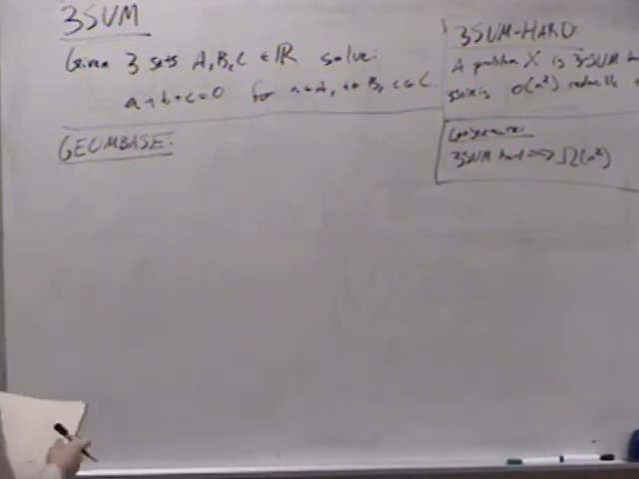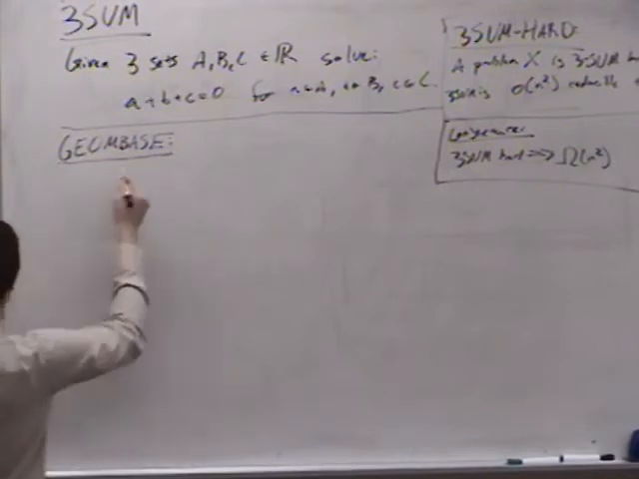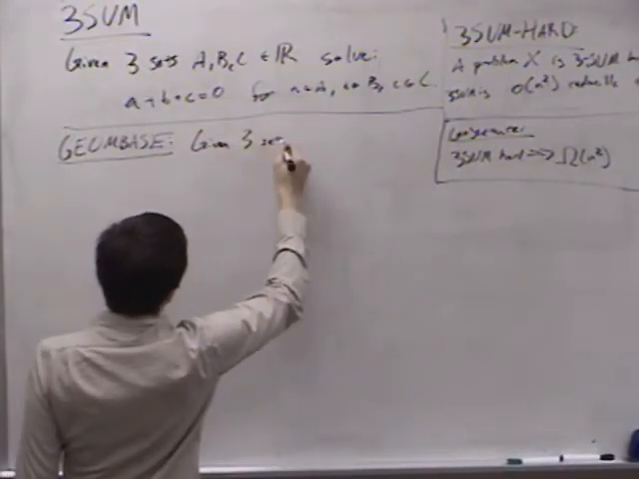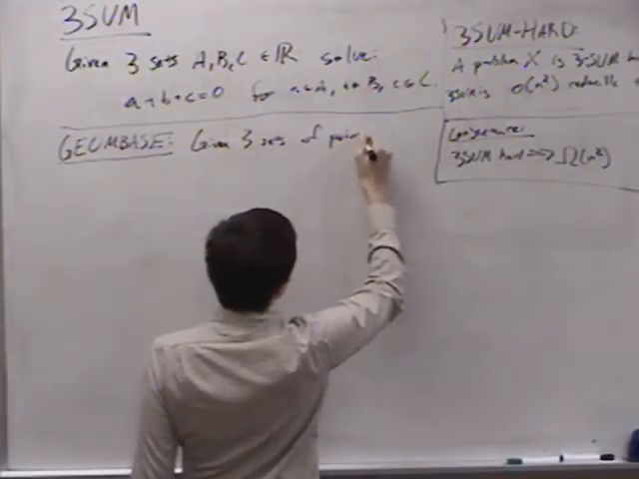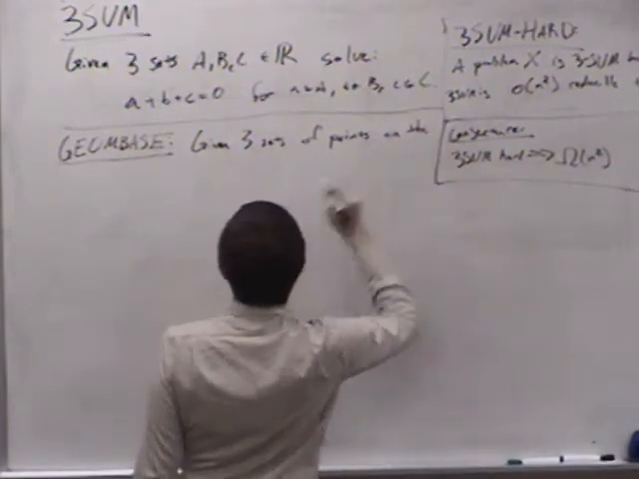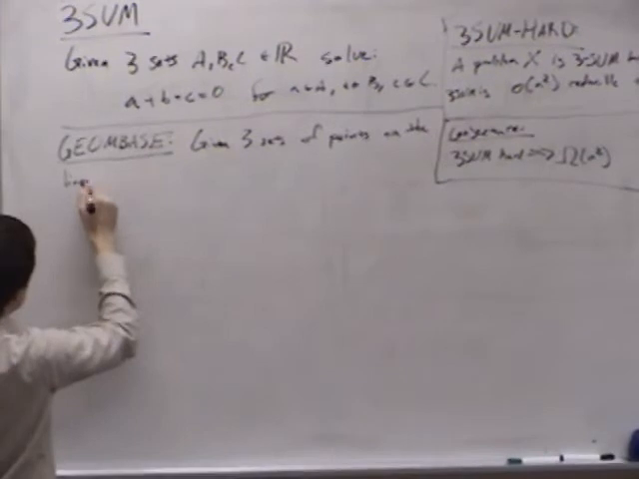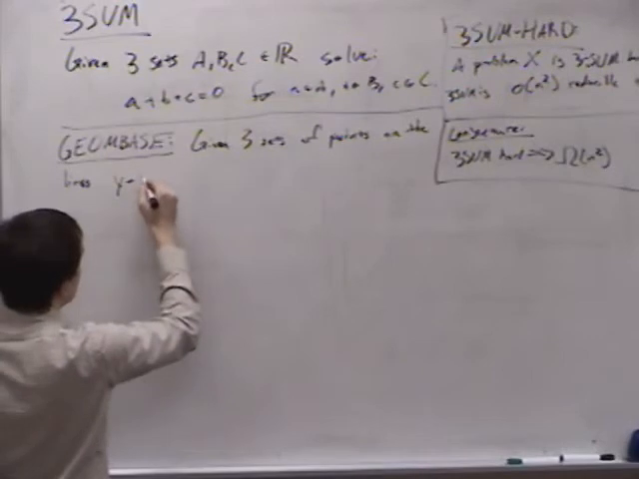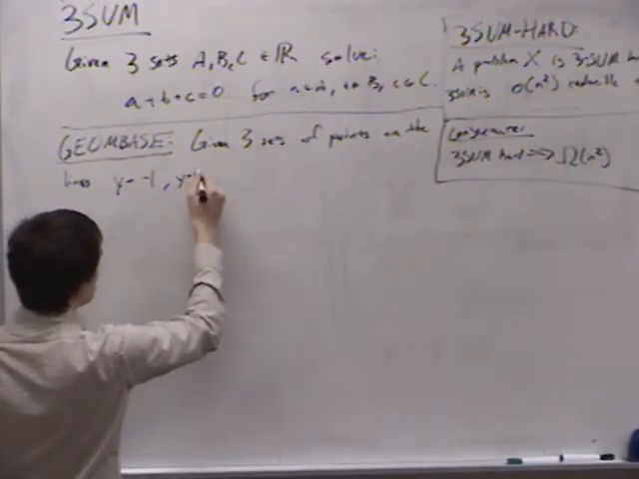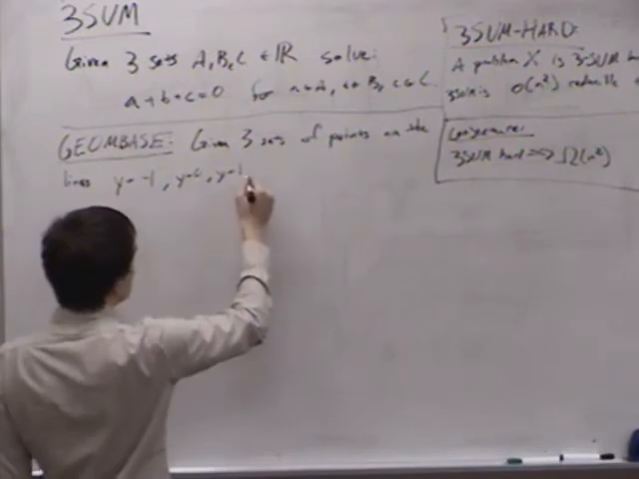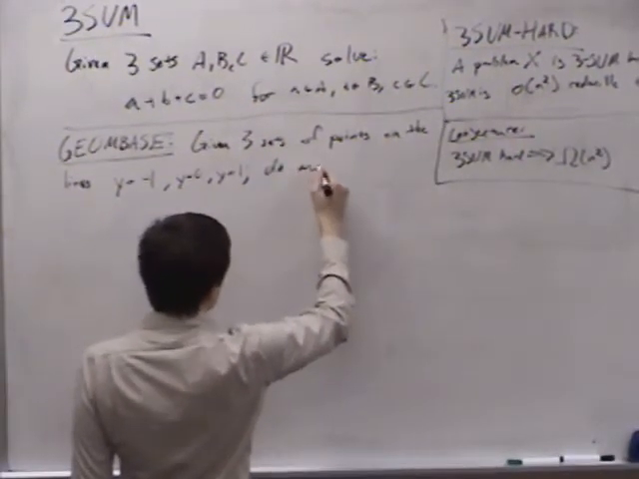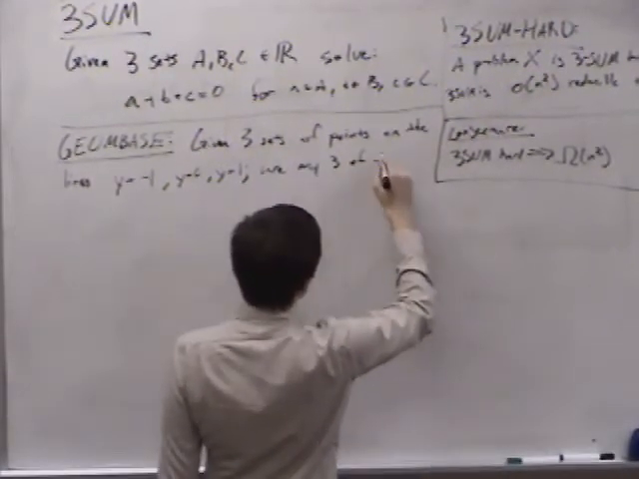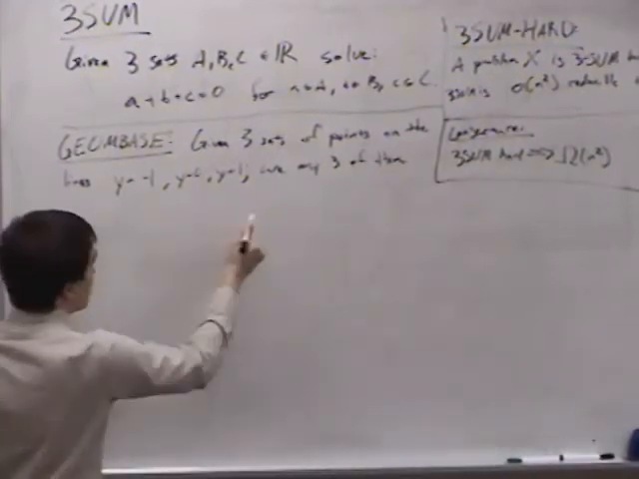We're going to say, given three sets of points on the lines, we'll set it like this: y equals -1, y equals 0, y equals 1. Are any three of them collinear?